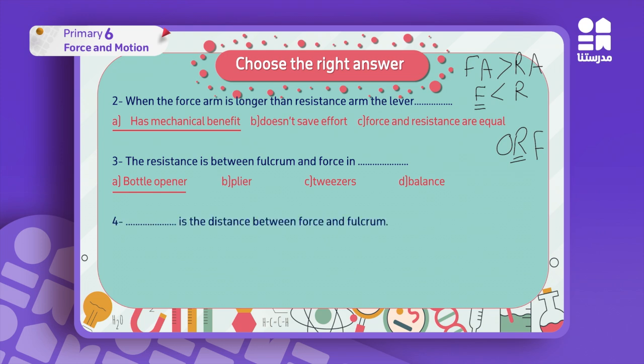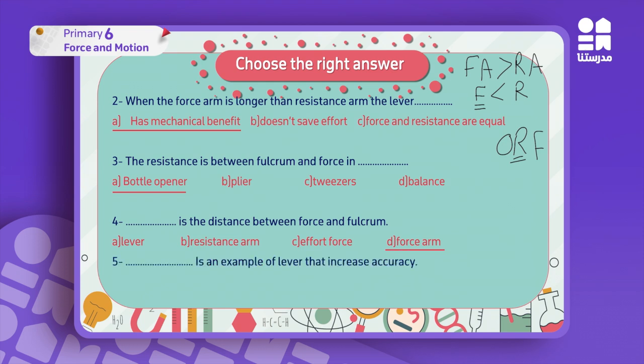Question number 4. Space is the distance between force and fulcrum. I told you whenever you see distance يبقى you know we are talking about arm. Which arm? Resistance arm ولا force arm؟ هنا هو بيقول force, so my answer is force arm.